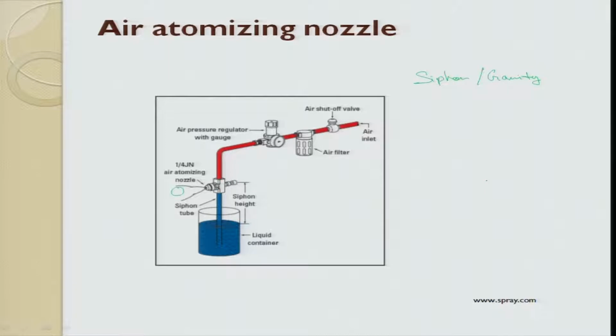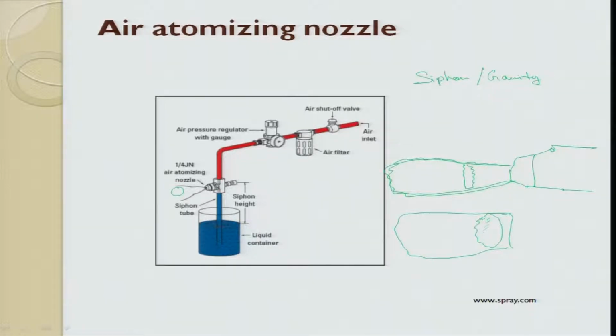Now also we have different types of flow patterns, right. For example, this is my spray volume here, like the reach of my spray. This might be flat or this might be round, right. Generally the flat type of pattern is used for painting, etc.